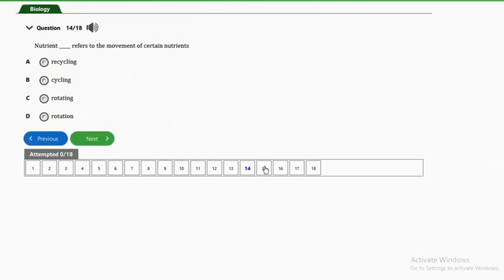So let's look at the next question. That's question number 14. The question says, nutrients dash refers to the movement of certain nutrients. A, recycling. B, cycling. C, rotation. D, rotation. So guys, the answer to this question is option B, and that's cycling. Nutrient cycling refers to the movement of certain nutrients.